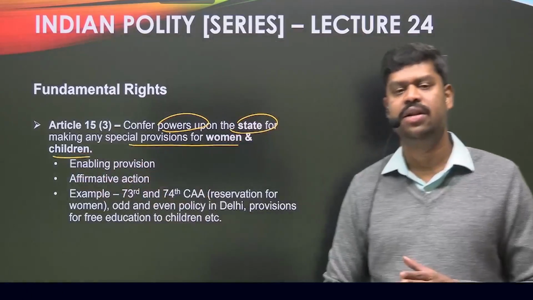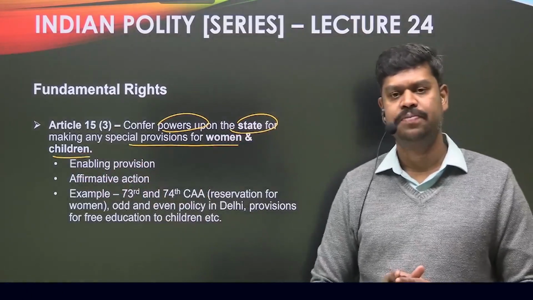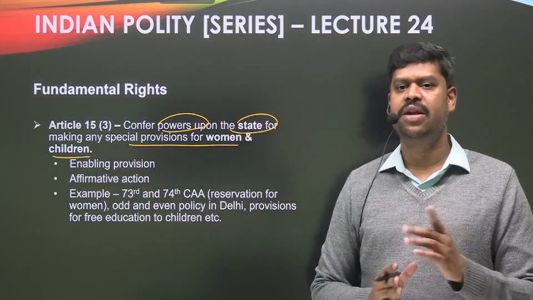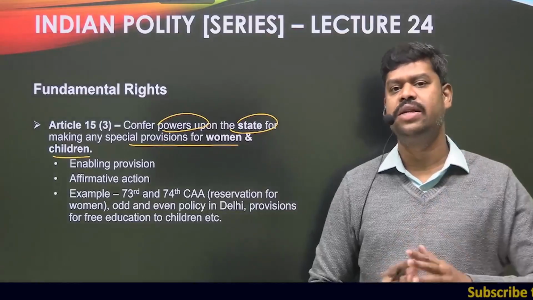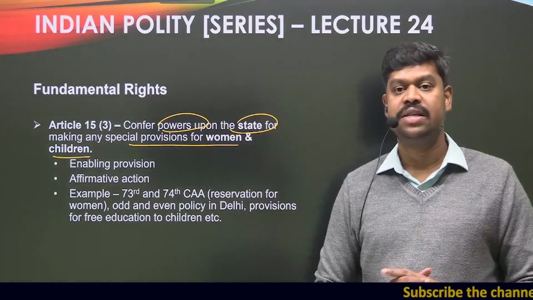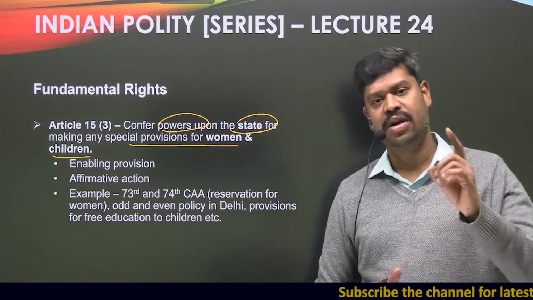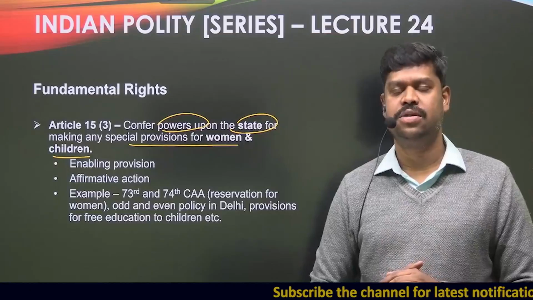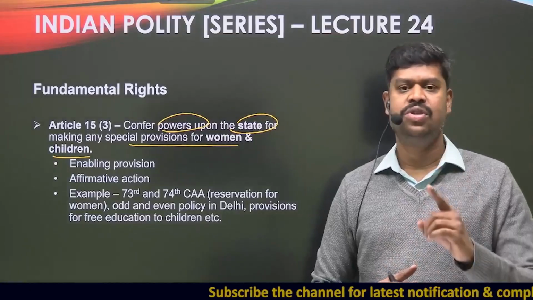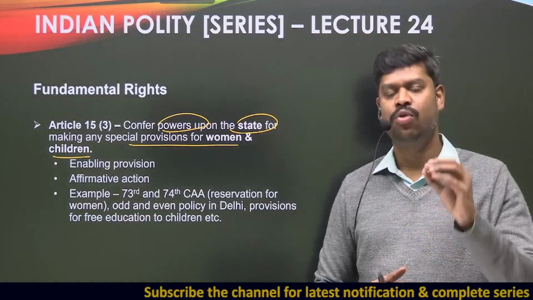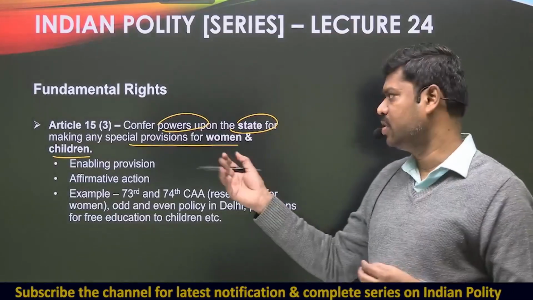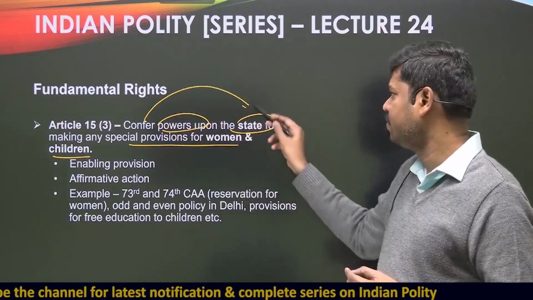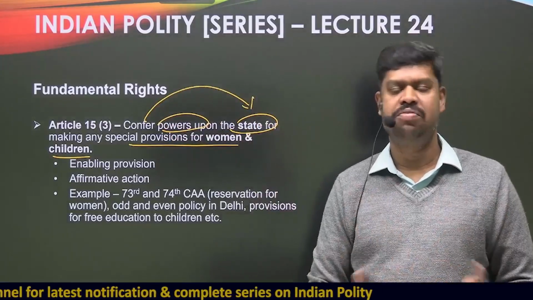To understand this, first you'll have to understand that while Article 15 Clause 1 and Article 15 Clause 2 confer fundamental rights upon the citizens, Article 15 Clause 3 does not confer any fundamental right upon the citizen. It only confers what? It only provides certain powers upon the state. So look into the words. It confers powers upon the state. It is not providing any right to the people.